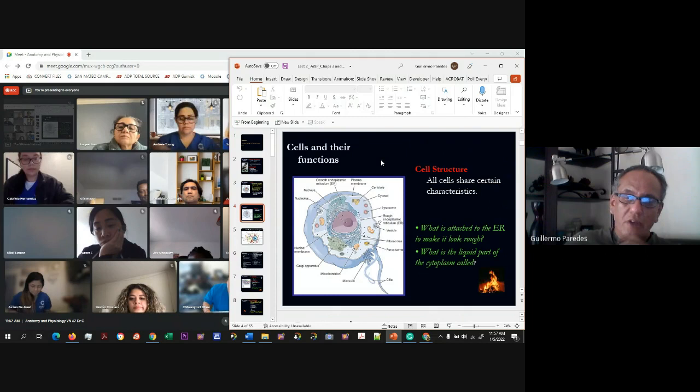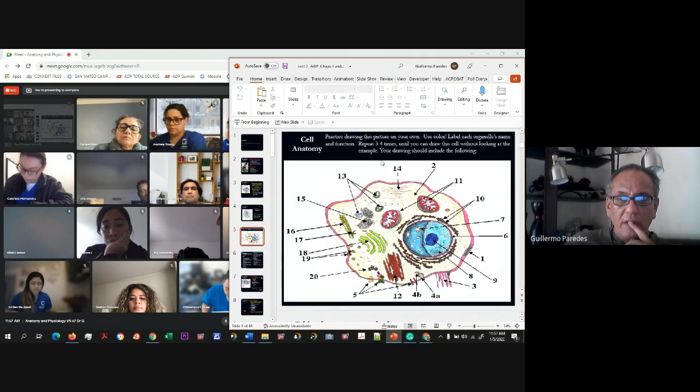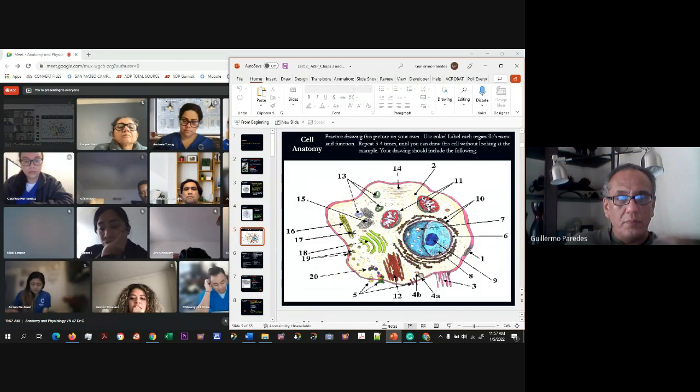So the cell structure, we are going to see different components of the cell structure. In the cell structure, you will see different areas. We are going to talk a little bit as a review because that is bioscience, but I'm going to repeat it again. Mitochondria, lysosomes, etc. And we need to know the functions of each of them.